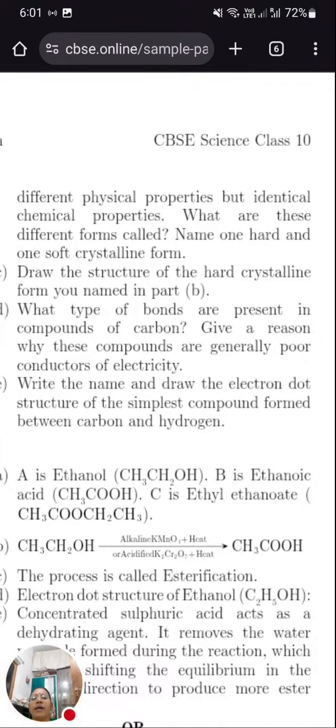What type of bonds are present in compounds of carbon? Compounds of carbon have covalent bonds. There are two types of bonds: one is ionic bond, the other is covalent bond.